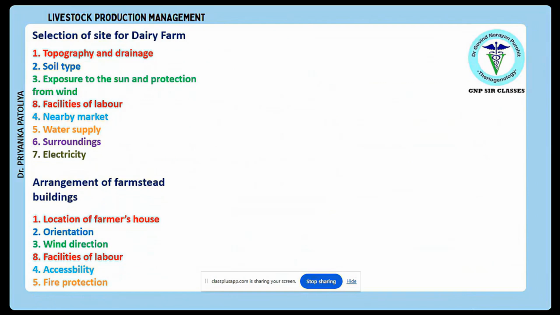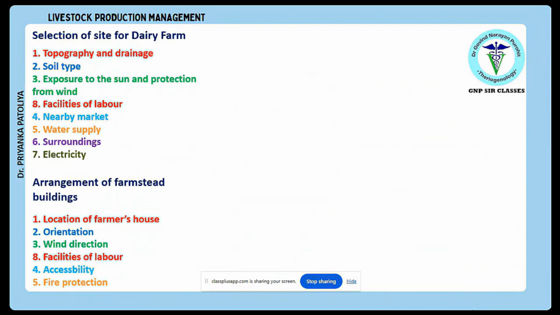Now we have selected the site. Now we have to arrange the various farm buildings in that site. So first we have to consider the location of the farmer's house or the farm office. It should be constructed in such a place on that land so that we can have access to each and every part of the farm, and we can reach easily to each corner of the farm.